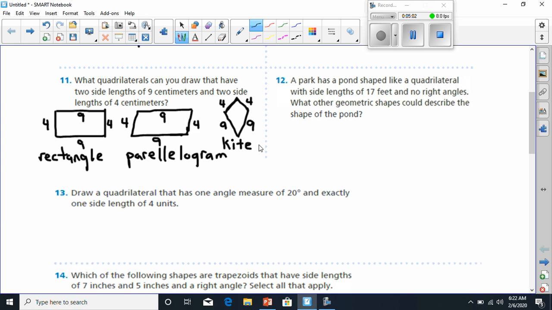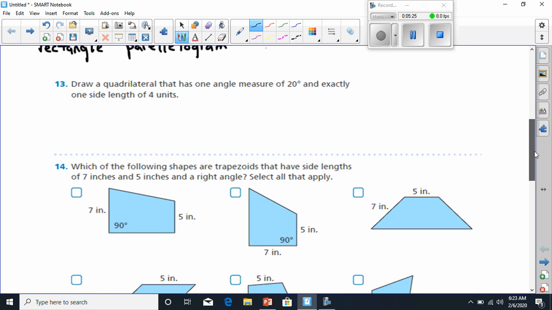And some might be thinking a trapezoid would work, but let's remember the more specific that you can call the shape, that's the label you want to go with. Trapezoid fits quite a few different ones. All right, so let me go ahead and head off to number 13 now, I believe.